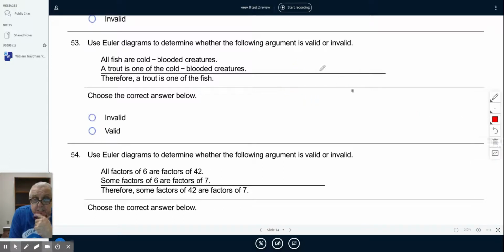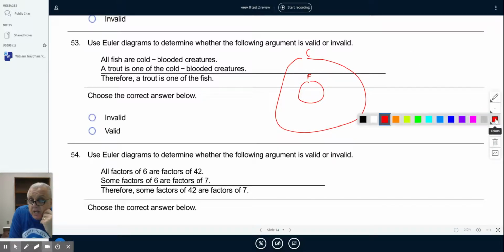Let me rewrite this once again. All fish are cold-blooded. A trout, let me write a trout. Wouldn't you agree? A trout is cold-blooded. A trout is inside the cold-blooded region. However, I could also write a trout is cold-blooded. That's still saying a trout is cold-blooded. A trout is inside the cold-blooded circle.